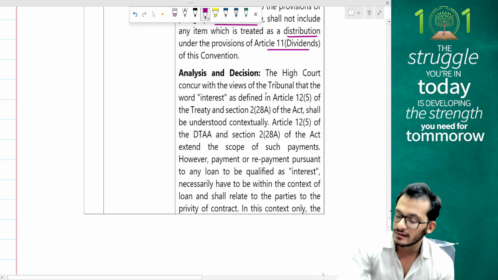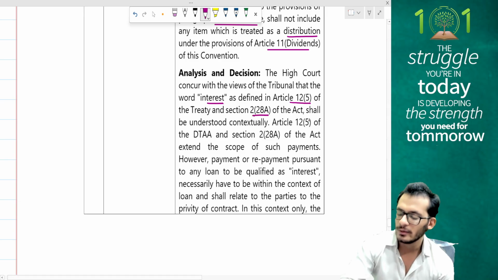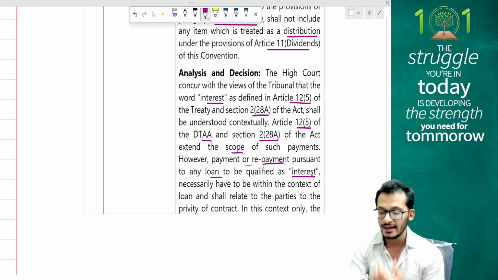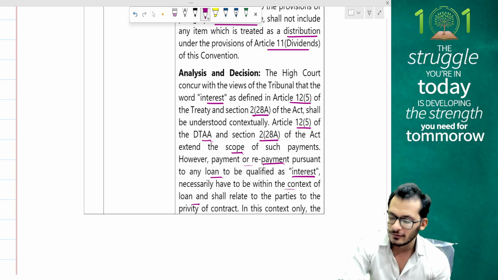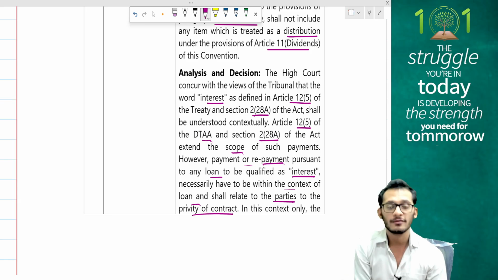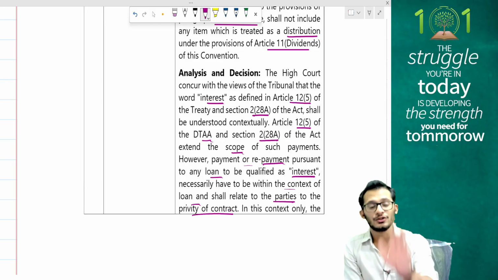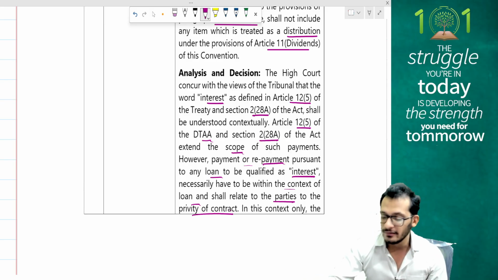The High Court concurs with the views of the Tribunal that the word interest as defined in Article 12.5 of the treaty and Section 2(28A) of the Income Tax Act shall be understood contextually. Article 12.5 of the DTAA and Section 2(28A) of the Act extend the scope of such payments. However, the payment pursuant to any loan, to qualify as interest, necessarily has to be within the context of the loan and shall relate to the parties to the privity of the contract. It has been very clearly clarified that for these sections to apply, it should look like interest and should have privity of contract.